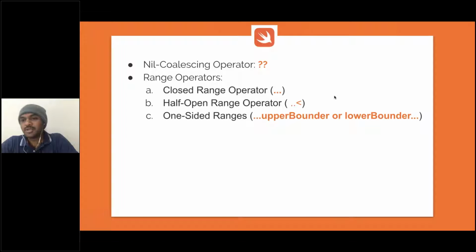Then range operators. These range operators are used to travel from 1 to 2, or x to y position. In order to travel from x to y, there are two variations. One is three dots, which is called the closed range operator, which travels from A to B, including B also. Whereas dot dot less than is called the open range operator, which travels from A to B but doesn't include B. And one-sided range operators are also there, used for the upper boundary and lower boundary. Today most probably we'll discuss this one.